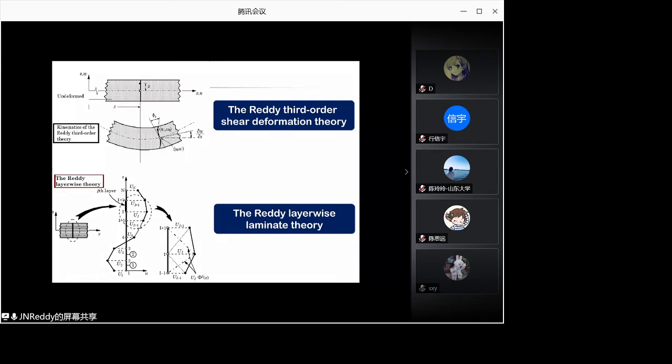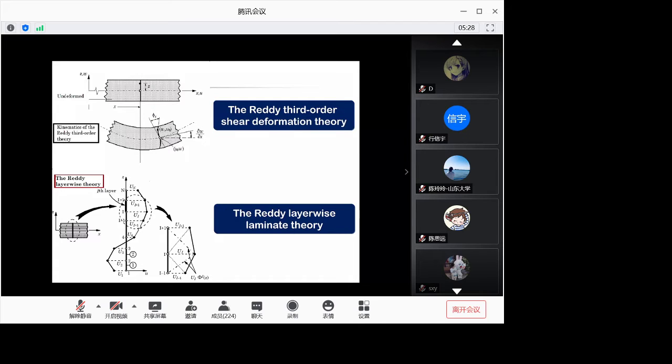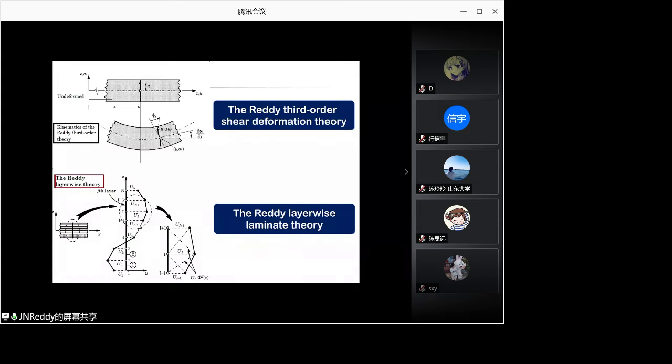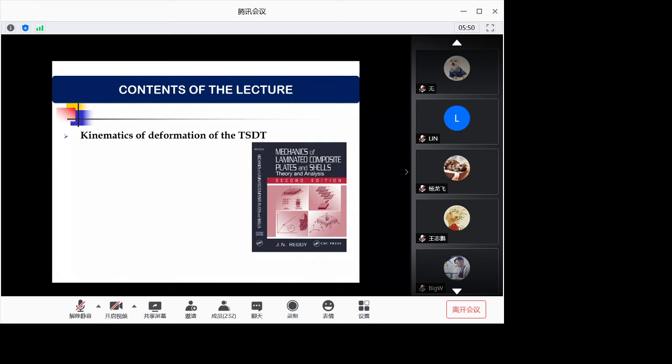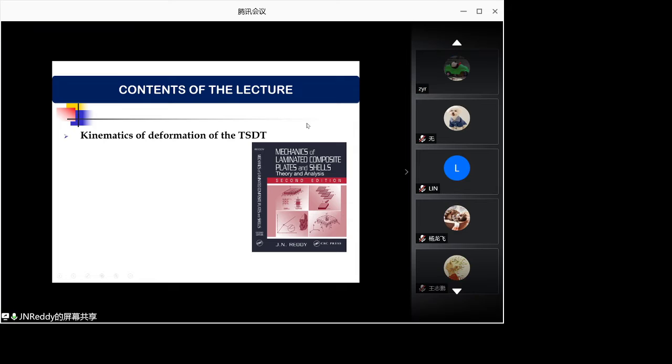Difference in a few minutes. Then followed by, there is a layer-wise theory that I developed. And also there are other people who have contributed to the layer-wise theory, including Murakami, for example. So anyway, I will talk about these two theories in the next few slides. Both of these theories are detailed in my book, and those who have a copy of this book, either in your departmental library or university library, you may consult them.